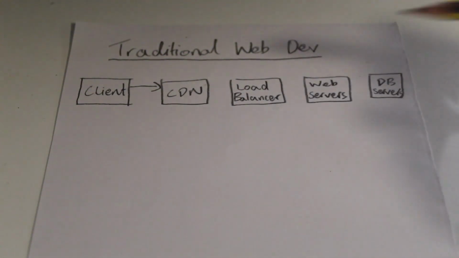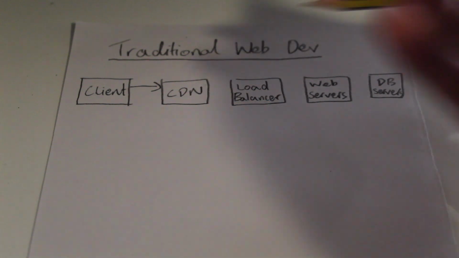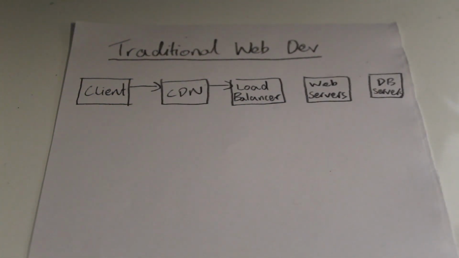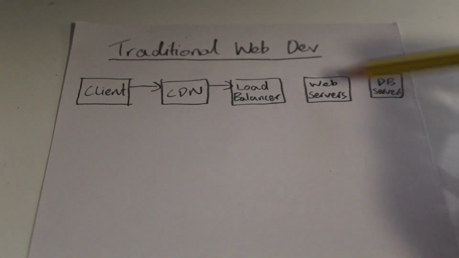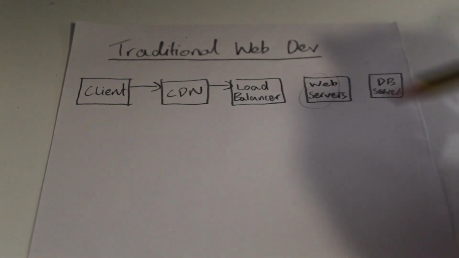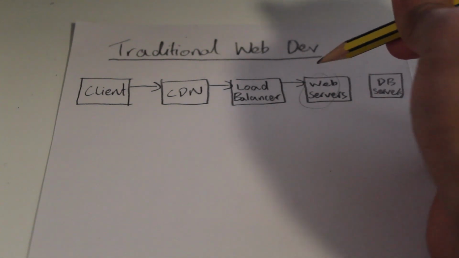Now it might hit a CDN, but on its first attempt, it will most likely hit a load balancer. And essentially the load balancer will just figure out, right, which of the many web servers here should I route this request to? And so it figures that out. Once it's ready, it sends out a request to a web server.